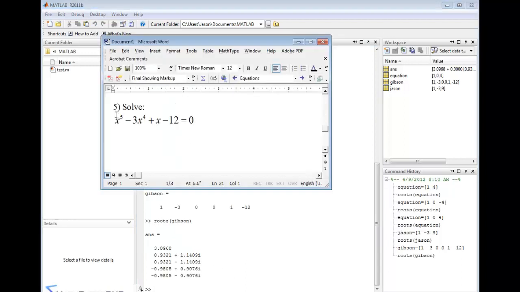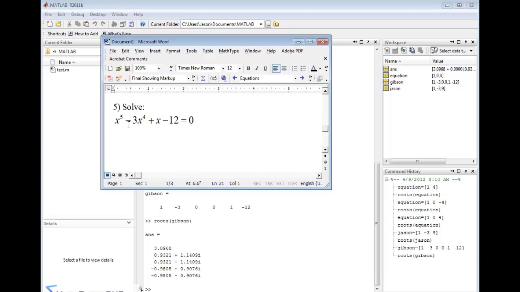The reason we get 5 answers is because it's a 5th order polynomial like this. One of them is real. The other 4 are complex conjugates occurring in pairs, which always is the way algebra works. So far we've been using the roots command. It's pretty powerful. Most of the time you're trying to solve a quick polynomial equation, this is the way you're going to do it.